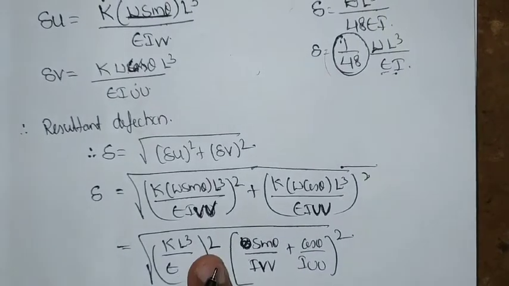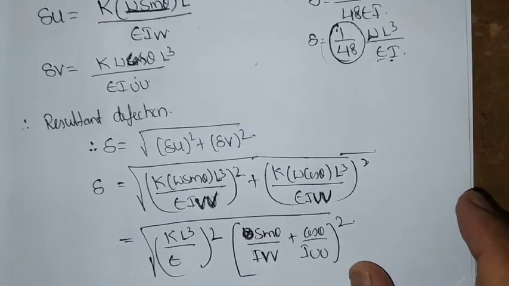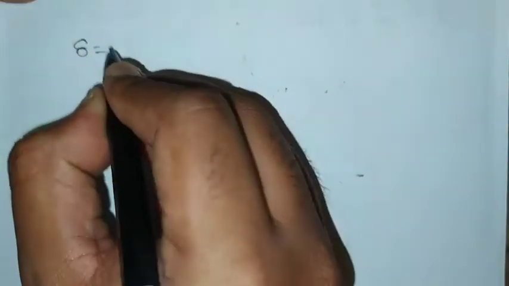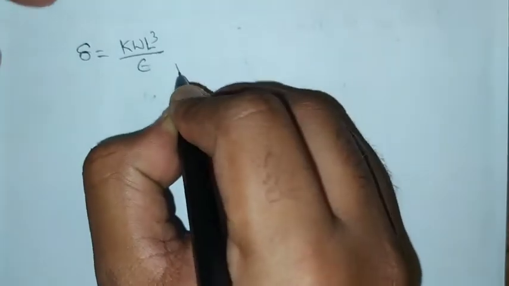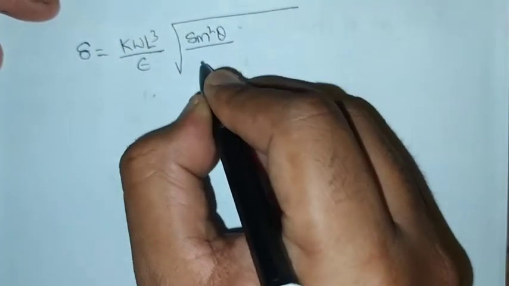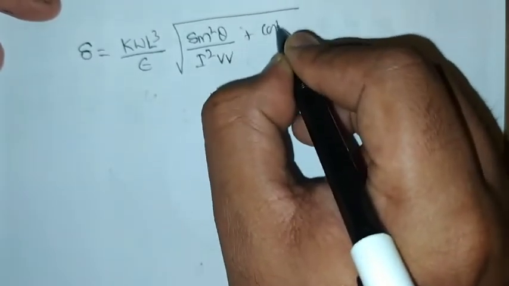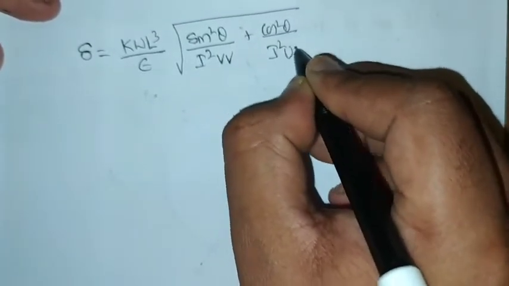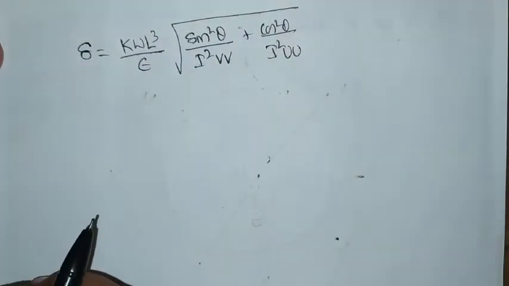So if you are going to take this value to outside, the square will get cancelled out, and for this term the square is going to remain. So next we will go for that condition, what we will do? Therefore, the delta is equal to, if I am going to take the K W L cube to outside, the square will get cancelled out, the remaining term will be inside: sin square theta by I square VV plus cos square theta by I square UU we are going to get. So this is the deflection formula we are going to get.